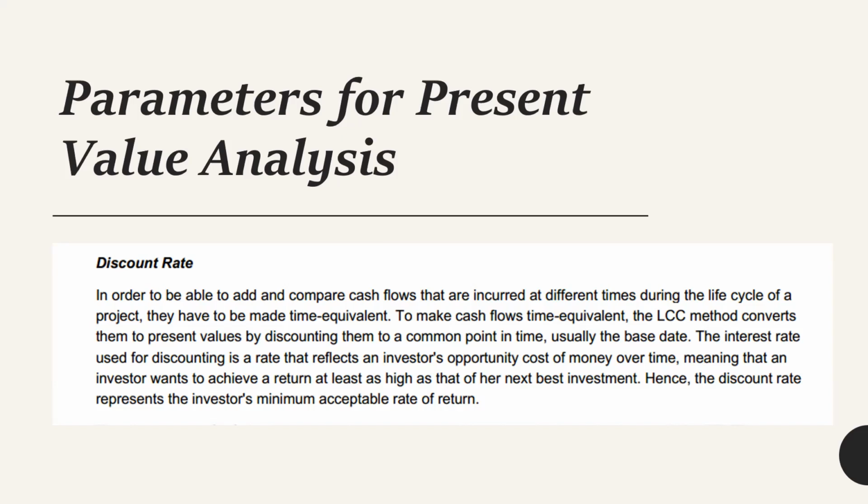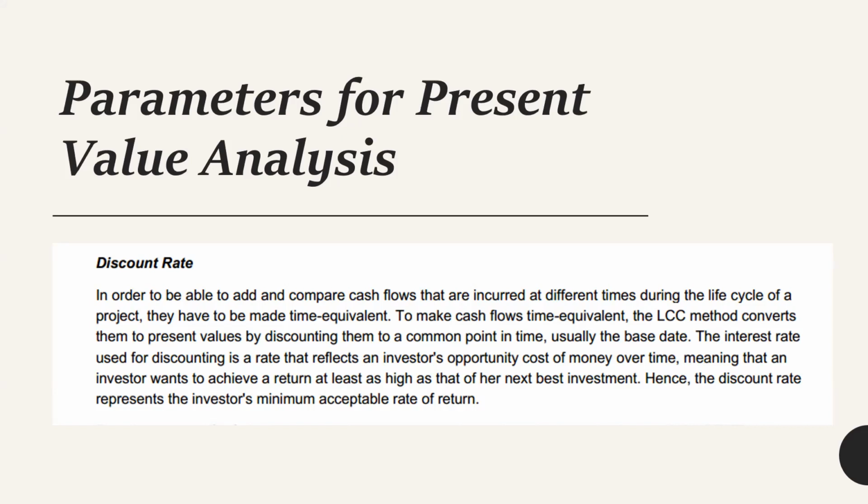In order to be able to add and compare cash flows that are incurred at different times during the life cycle of a project, they have to be made time equal. That is due to inflation. So $1,000 today will not be equal to $1,000 in one month's time. So the value should be time equivalent. To make these cash flows time equivalent, the life cycle cost method converts them into the present value. So we basically convert any cost into the present value by discounting them to a common point in time, usually called the base date.